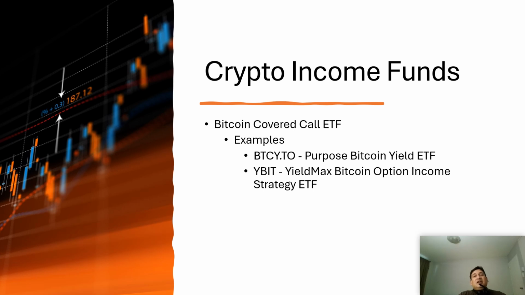So with this, we have come to the end of the video. We covered four different options. One is the equity markets options, and the second would be the bond market options. Third, the real estate or REIT or mortgage funds options. And the last was the crypto income fund options.